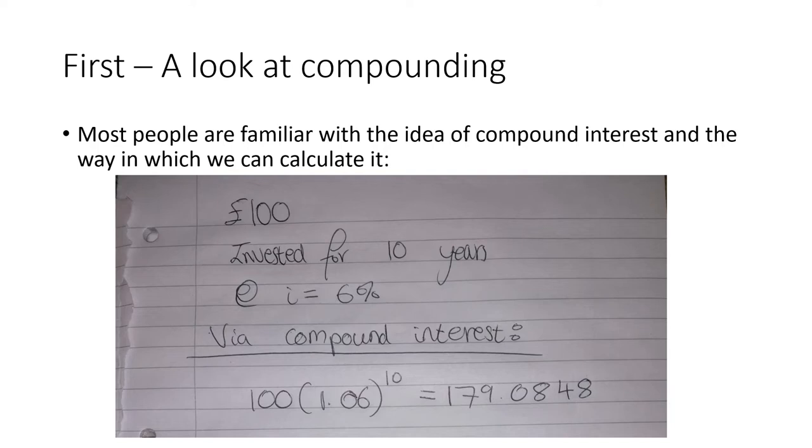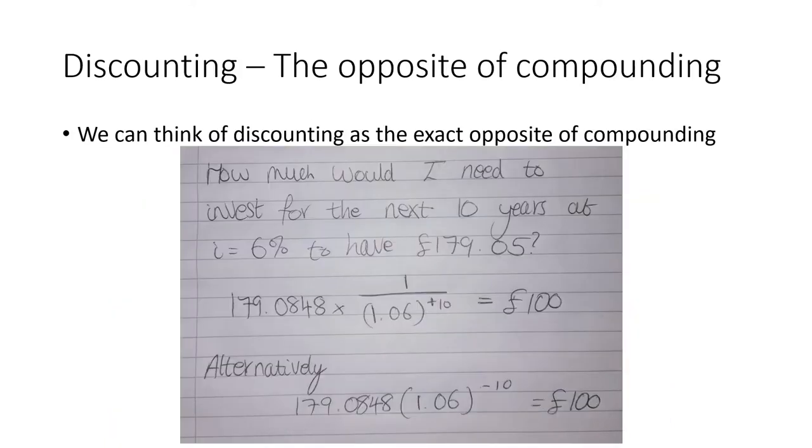If I wanted to find out how much that £100 would be worth, I'd do 100 times 1.06, because our interest rate is 6%, to the power of 10, and that would give me my answer of 179.0848. So that's compound interest. I feel like most people will be familiar with that methodology, but it is quite important to stress that compounding comes before discounting. So now we move on to discounting.